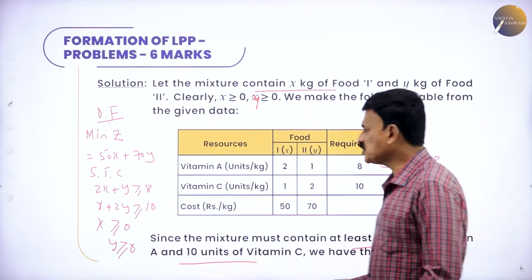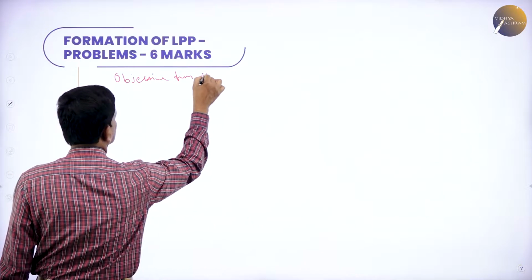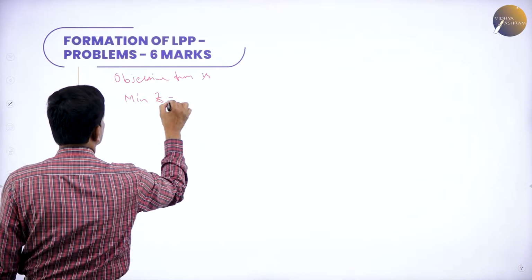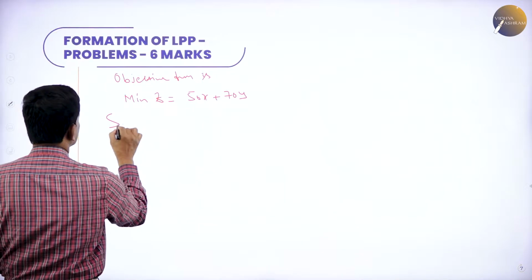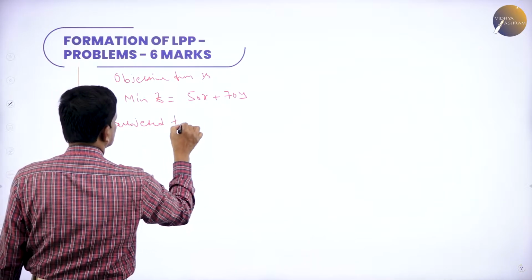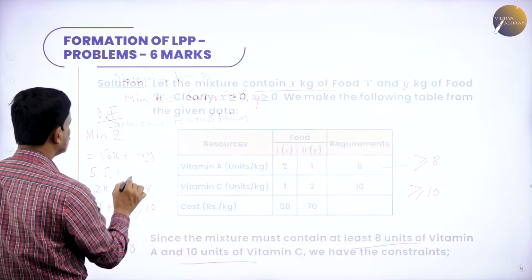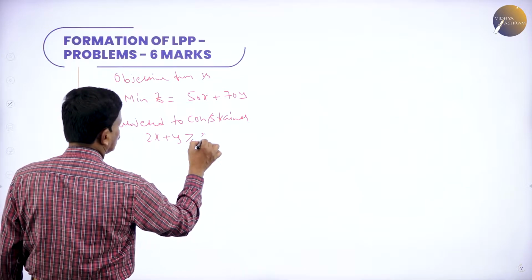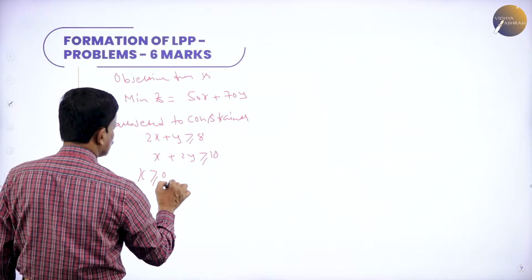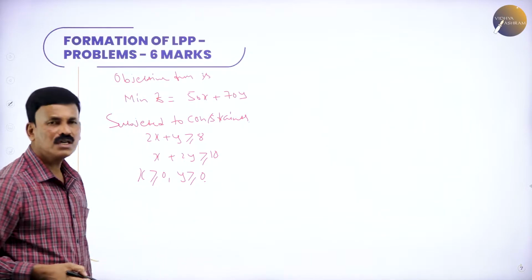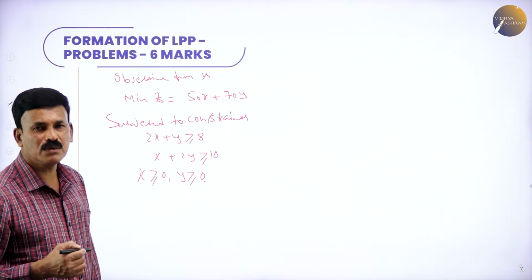Okay. I'll go to the next page. The objective function. Objective function is minimum Z is equal to 50x plus 70y subjected to constraints 2x plus y is greater than or equal to 8 and x plus 2y is greater than or equal to 10, and the non-negative restrictions, x is greater than or equal to 0 and y is greater than or equal to 0. Now this is the LPP. This is the required LPP model.